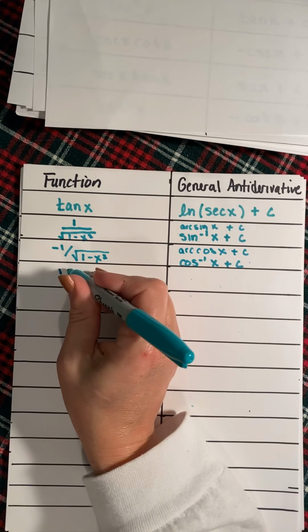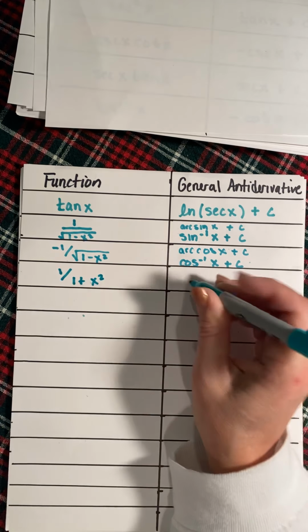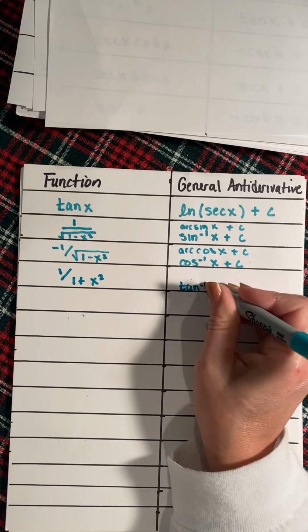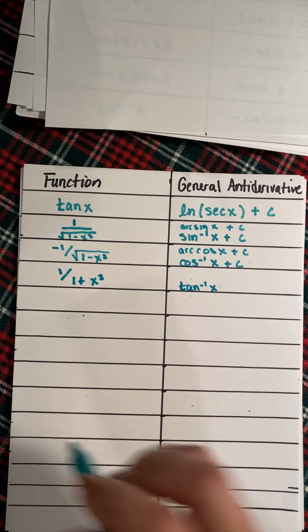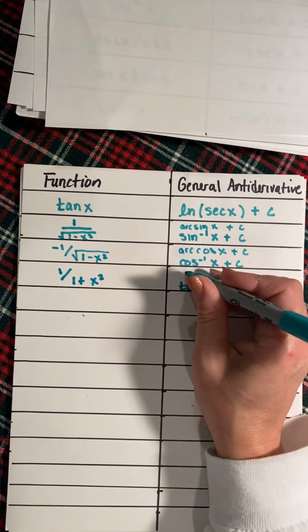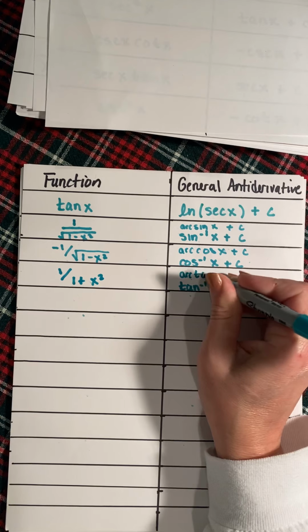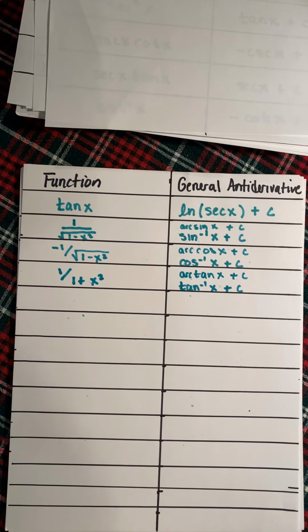And then we also saw that the derivative of the inverse tangent was 1 over 1 plus x squared. So the antiderivative of 1 over 1 plus x squared would be the arc tangent of x, or the inverse tangent of x, same thing.